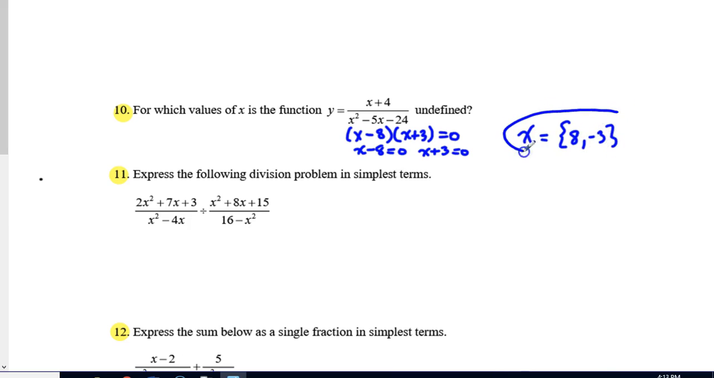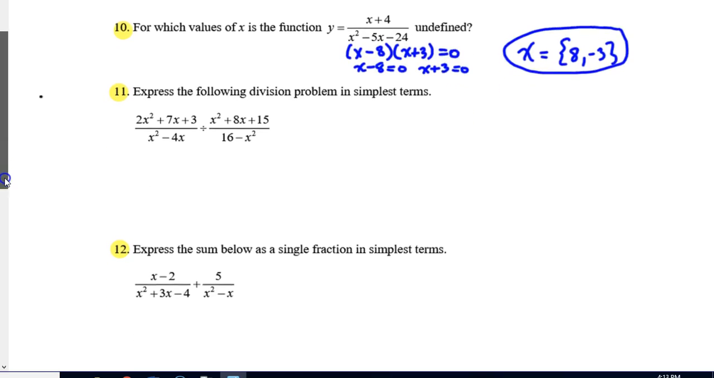We have to be careful when we're answering this question. We make sure we answer it correctly. Sometimes it will say, what values are excluded from the domain, or what is the domain of this function, which would in that case be every x value except for those two particular values.